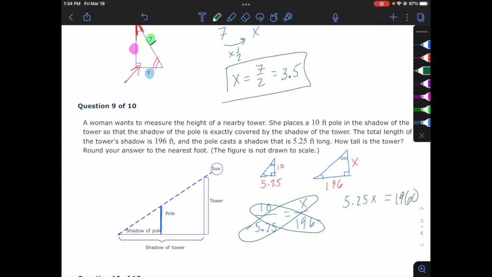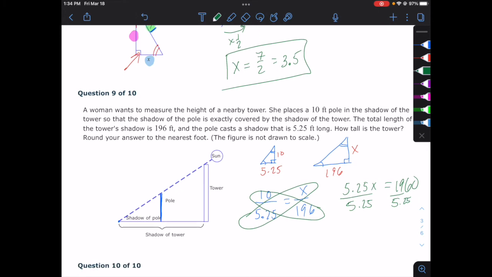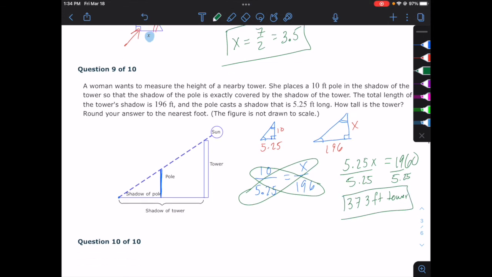Okay, so great. We're now ready to go ahead and divide both sides by 5.25. 1960 divided by 5.25 is 373.3 repeating, and it says to go to the nearest foot. So we just have to go 373, and since it's 0.33, it'll round down, so it's a 373 foot tower. Terrific. Wow, that was awesome. You can go out and measure the height of your house now if you're so curious.